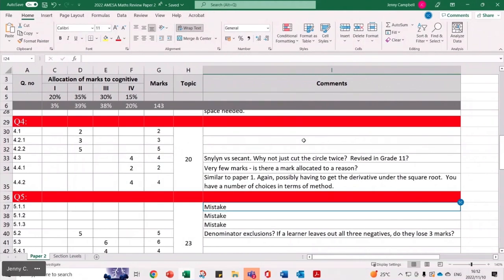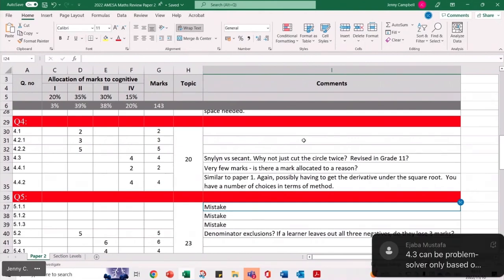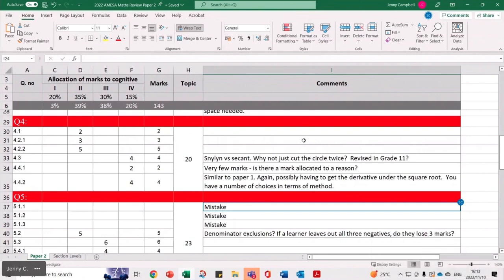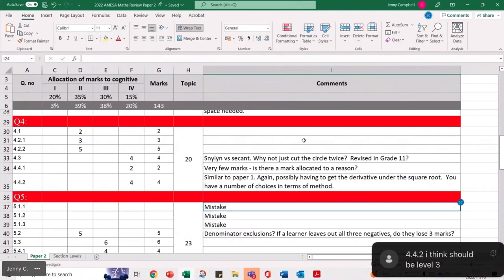4.4, if a learner could not find 4.2.2, then they couldn't attempt 4.4, to find the equation of KL. Okay, I need to think about that one. At the moment, I can't think about that, but I will pick up everything that's in the chat. I will pick up and bring in if there's anything. Okay, if we can pop hands down, please.